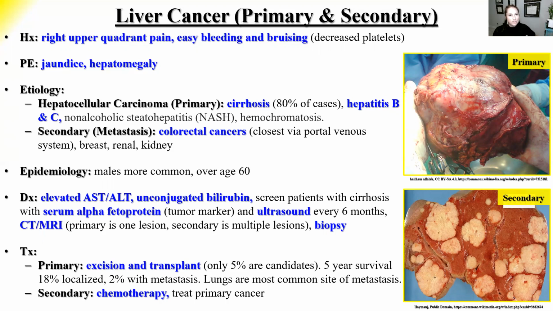So that's why cirrhosis can kill you one way, but a lot of people go on to develop cancer of this. Hepatitis B and C are also causative agents for this. NASH, or non-alcoholic steatohepatitis, we'll talk about that in another slide. And then hemochromatosis, which is the buildup of high levels of iron in the liver.